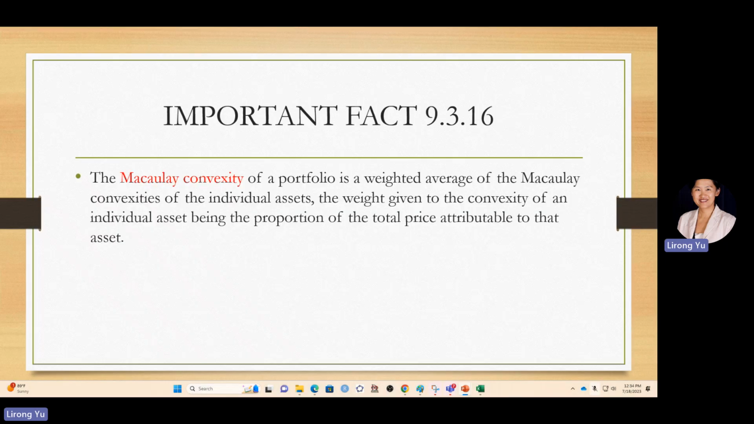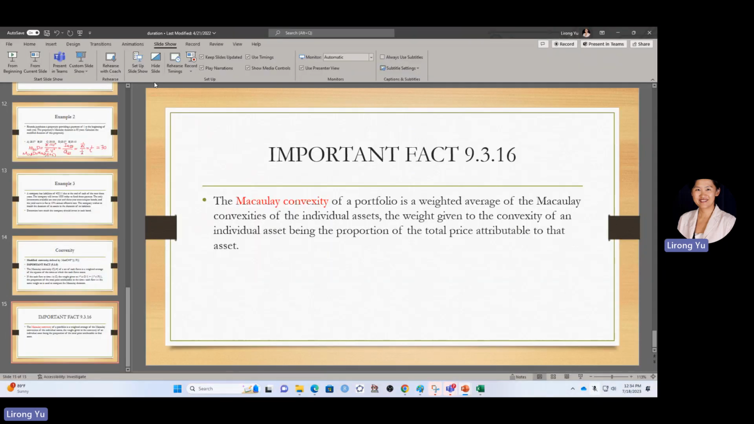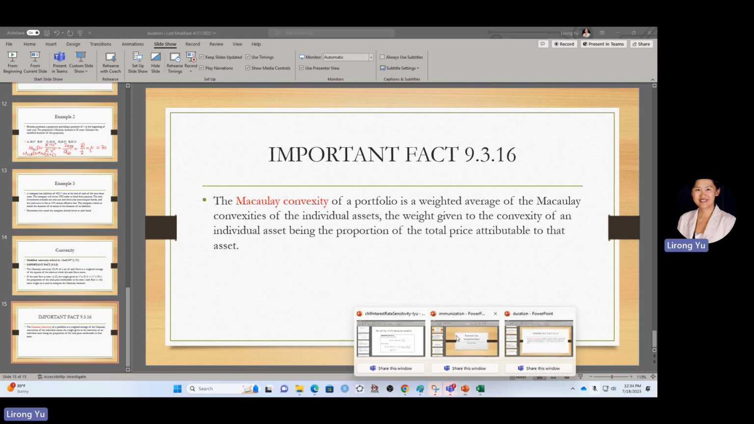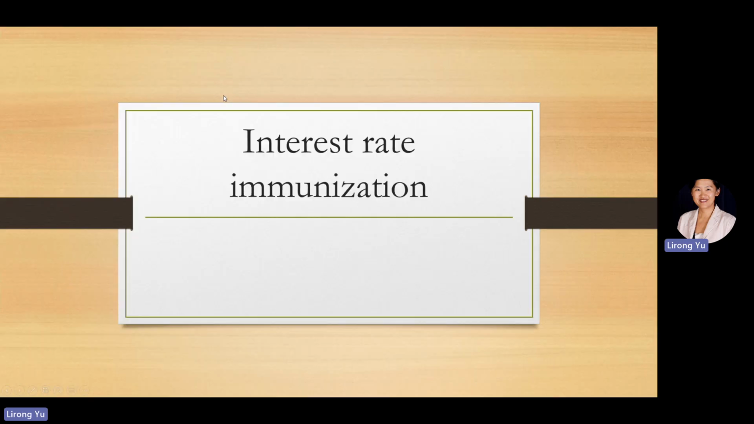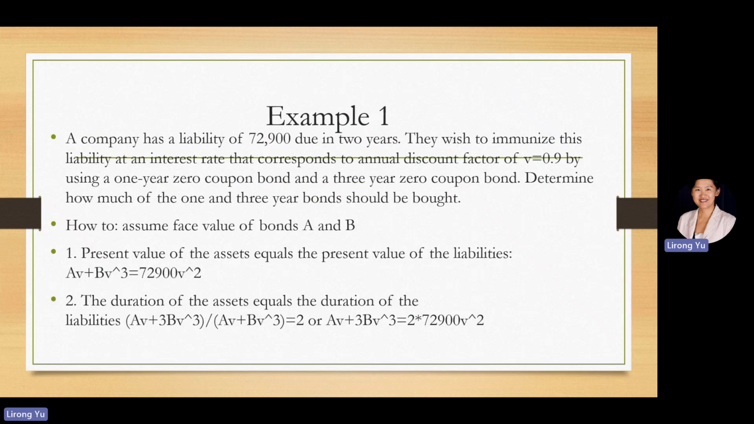All right, so that is a review of some of the major concepts. If you have a question about any example that we had, please let me know. Another thing we want to mention is immunization. If we haven't had enough examples, let's use this file to review. Here we have a company with a liability of 72900 due in 2 years. They wish to immunize this liability at an interest rate that corresponds to an annual discount factor of v equal to 0.9.